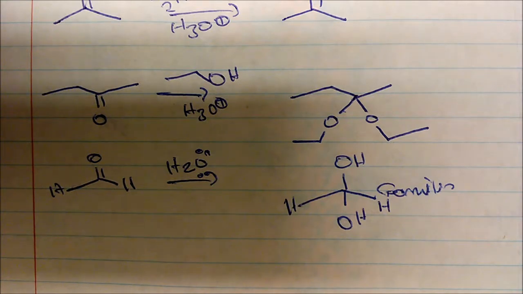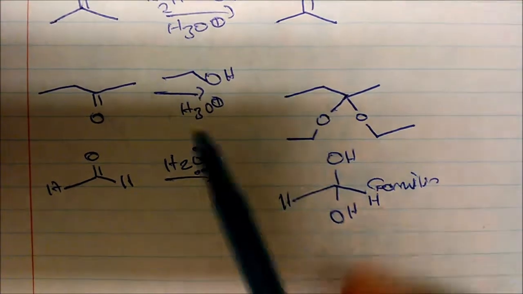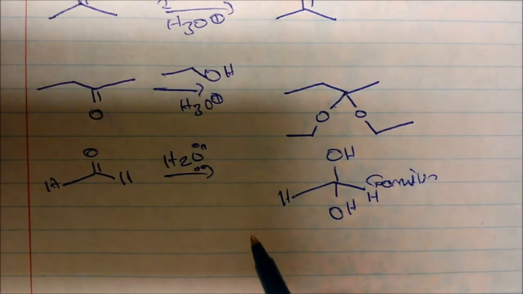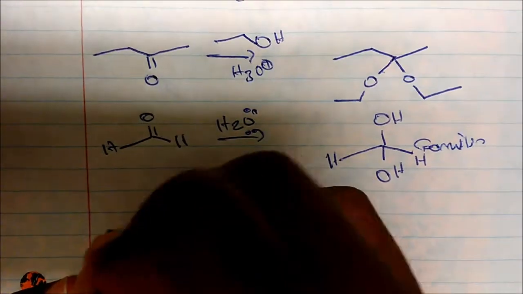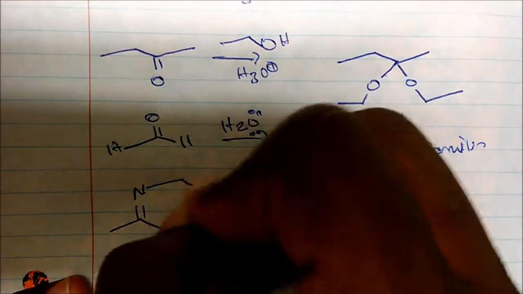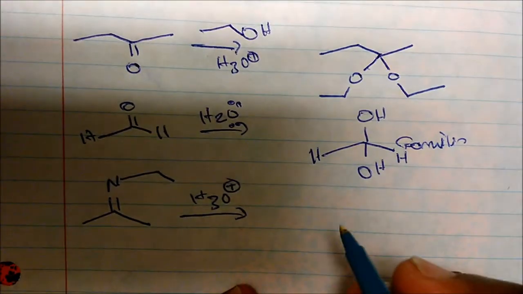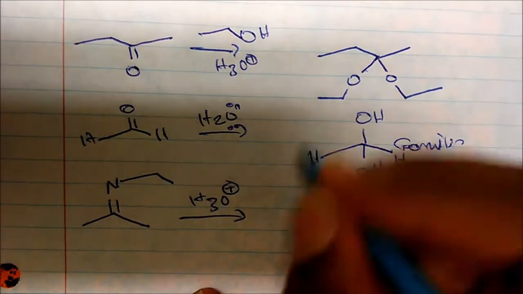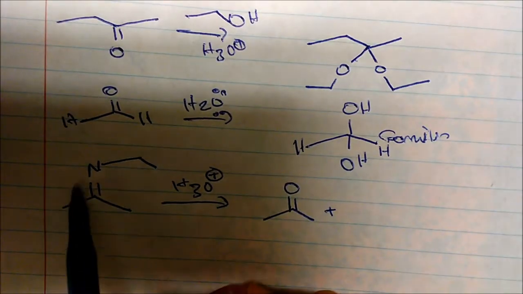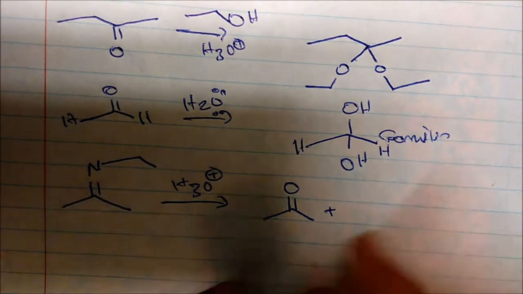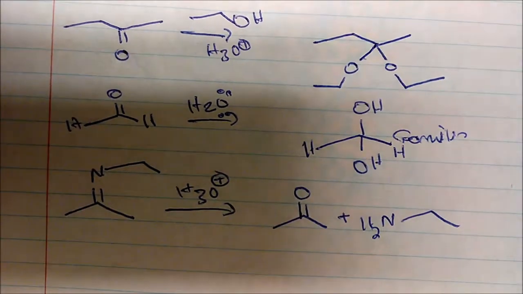Let's look at some hydrolysis. What if I take this compound here and hydrolyze it in acid? What will be my product? Well, it looks as if I'm going to have my ketone back, plus, since I needed to lose two hydrogens in order for this compound to be formed, the nitrogen part has to come from ethylamine. So these will be the two products of the reaction.